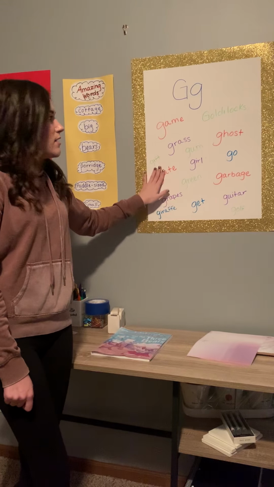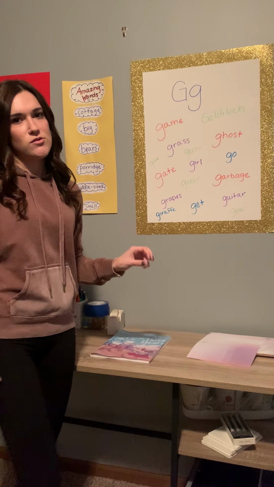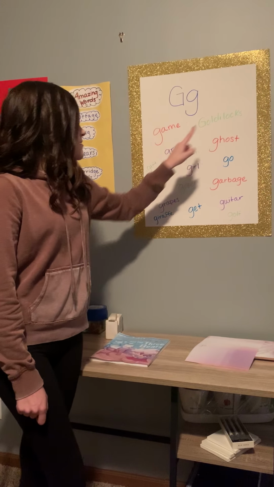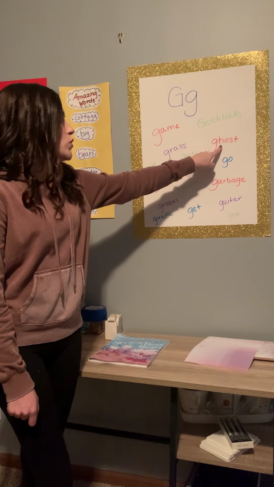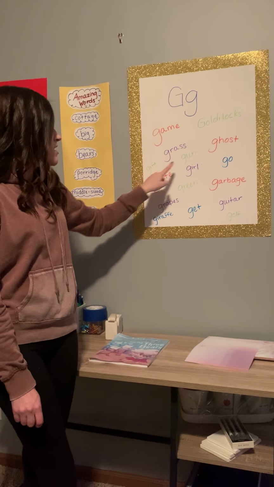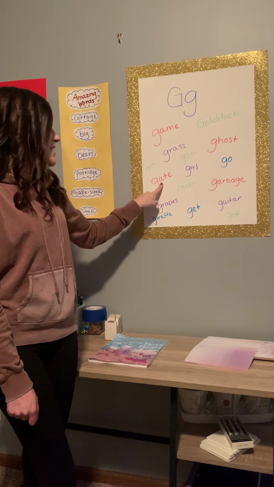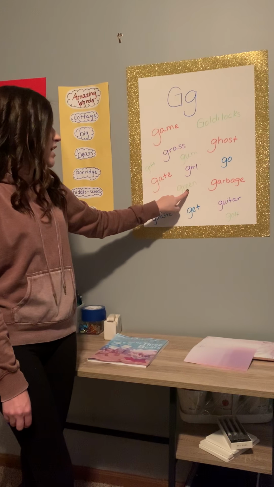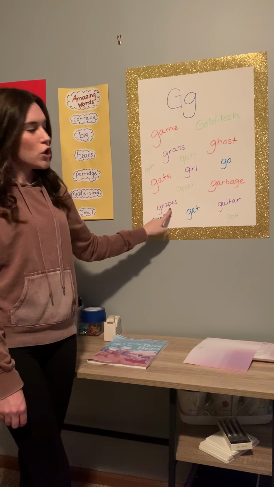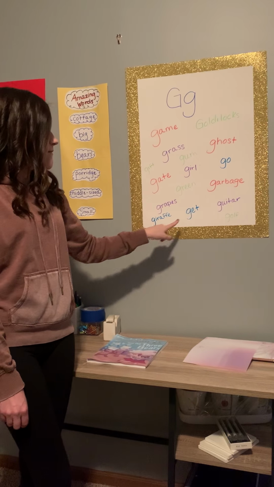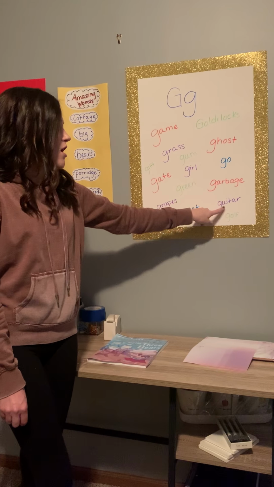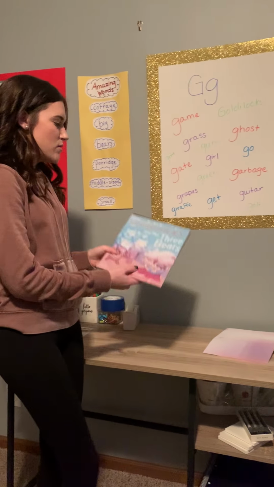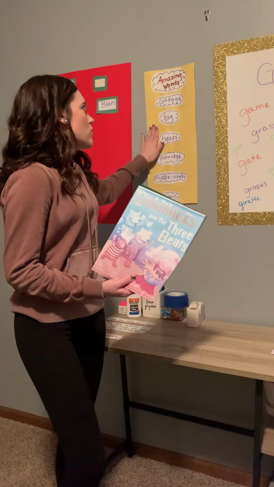So let's read over the words that start with the letter G that we brainstormed yesterday. Game, Goldilocks, grass, ghost, gift, gum, gate, girl, go, green, garbage, grapes, giraffe, get, guitar, and golf. Good job, class.